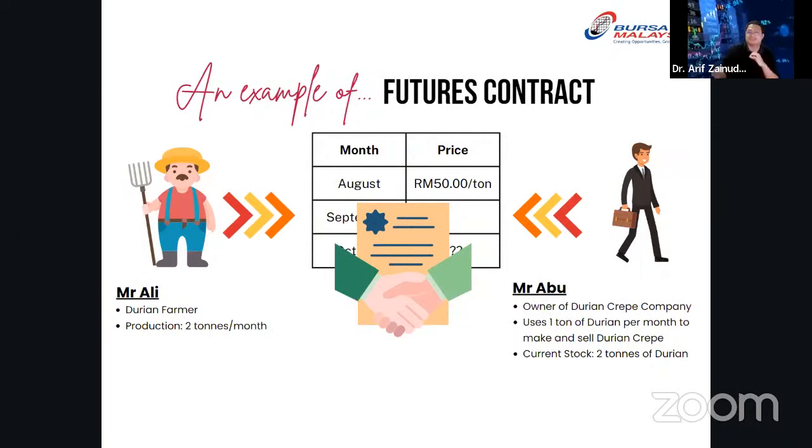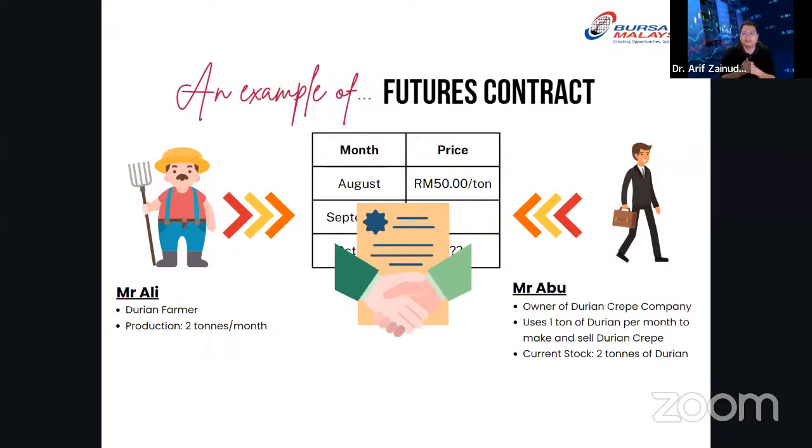Okay, what this means is Mr. Abu is going to make an agreement with Mr. Ali to receive durian in October. Mr. Ali is going to make an agreement with Mr. Abu to deliver the durian in October. So they're not buying or selling durian, but they're buying and selling an agreement to deliver and receive durian.